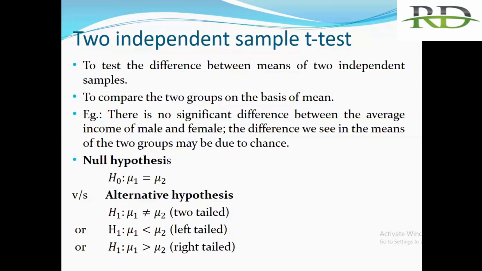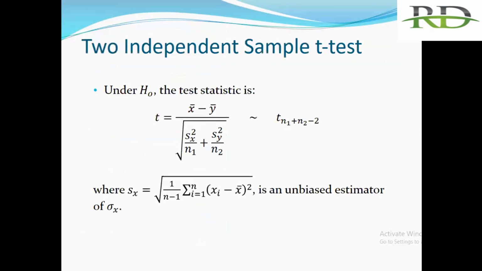That means null hypothesis is always of no difference. So we can say that there is no difference in the height of male and female. You can make anything like this. So this is the null for independent sample. And then you have alternatives. Again, it could be two-tailed, left or right, depending on your objective. This is the test. This is how we solve it.